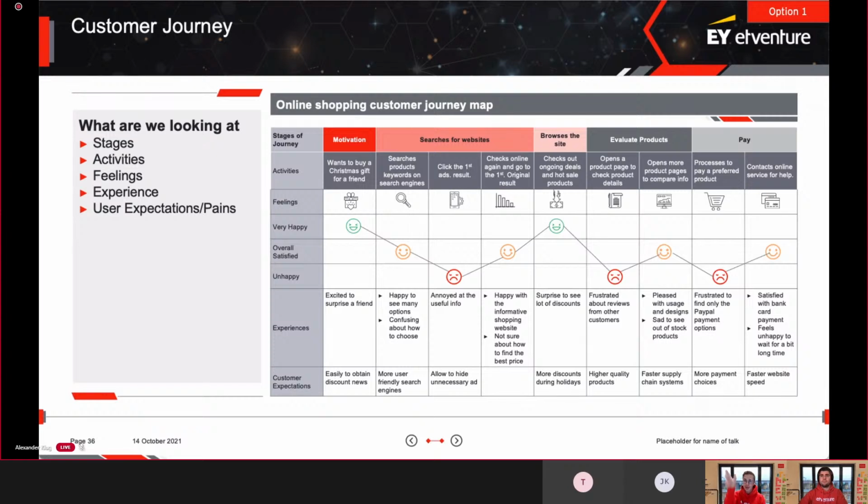And then the columns below help you to further analyze the different activities. For example, you can look at the feelings a user has doing a certain activity, the experience he or she has, the expectations he or she has at that stage, or dive deeper and ask what data is needed at that stage and so on. So you can really adapt this to your purpose as much as you want.